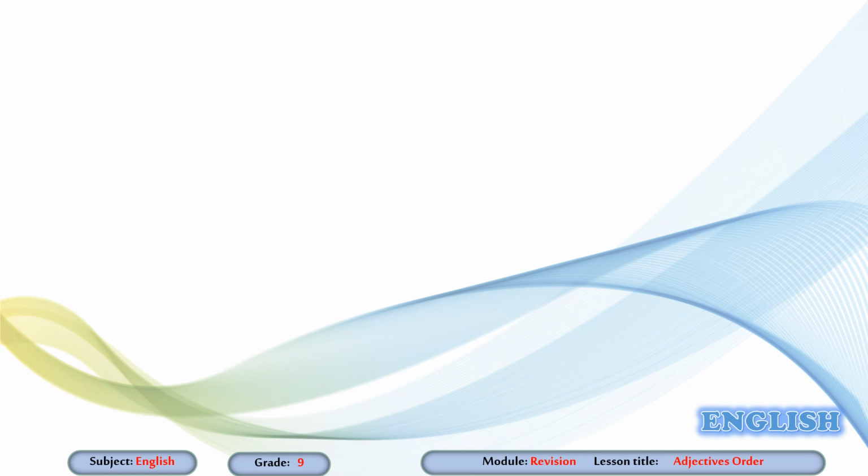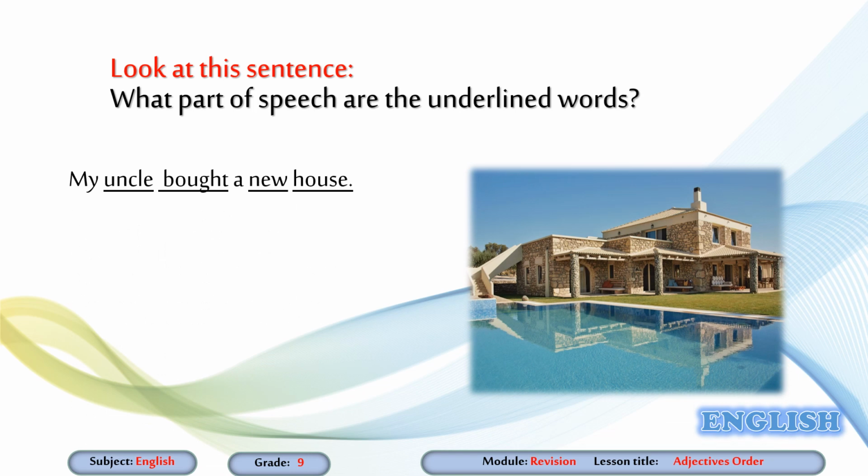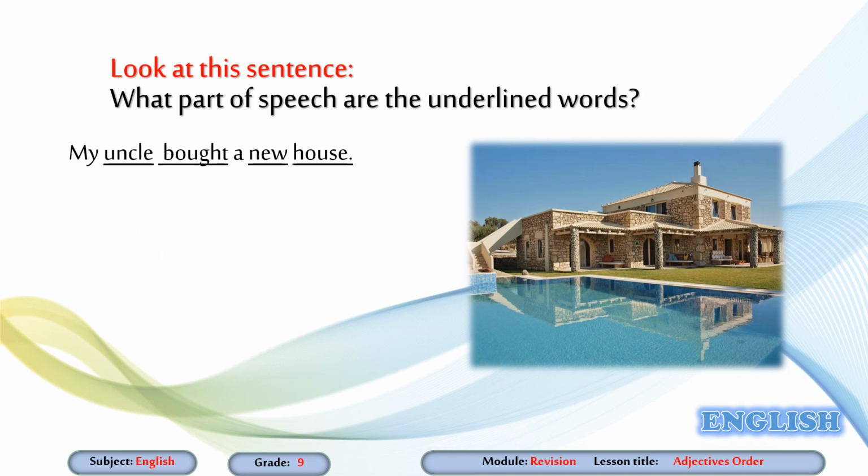Now, I want you to look at this sentence and answer the question about it. This is the question. Let's read the sentence first. My uncle bought a new house. The question says, what part of speech are the underlined words? Here we have 4 underlined words. Uncle, bought, a new house. We want to identify the part of speech of each word.